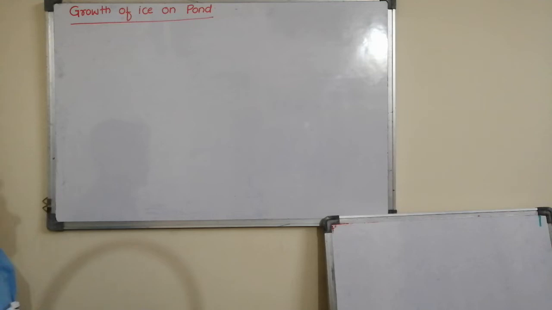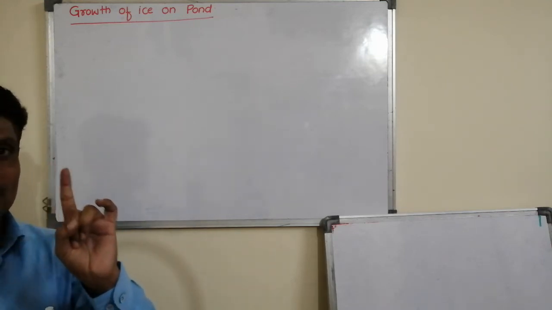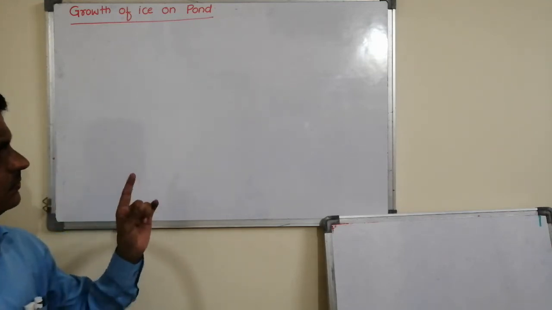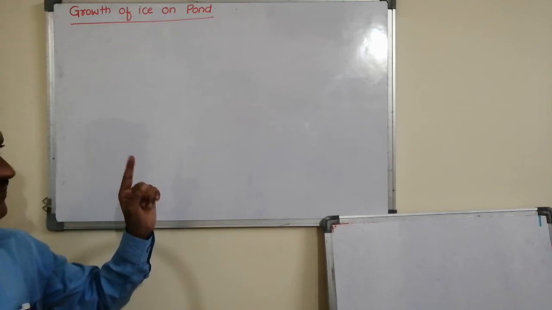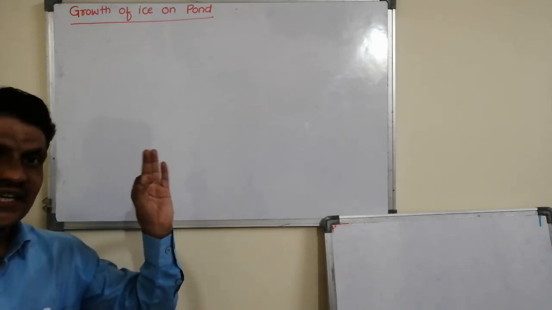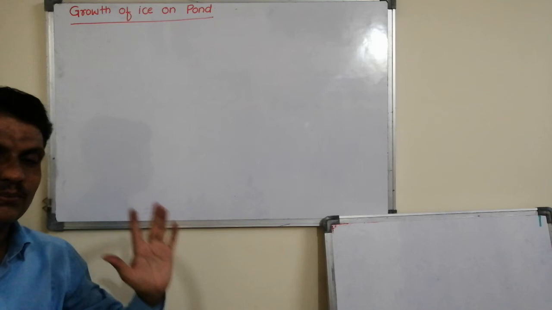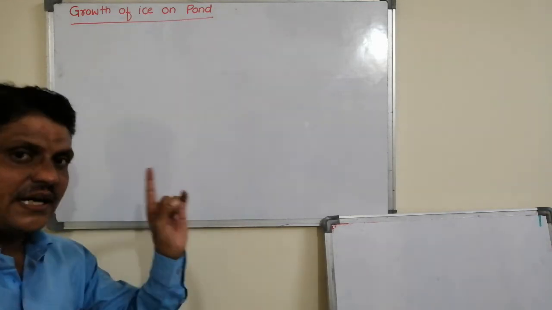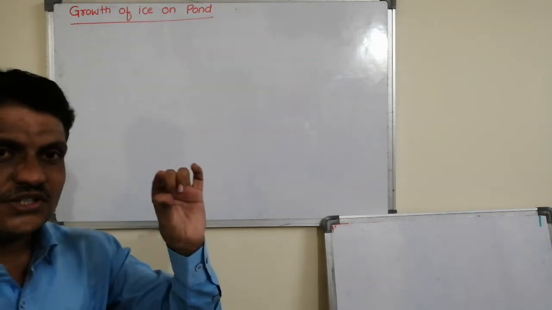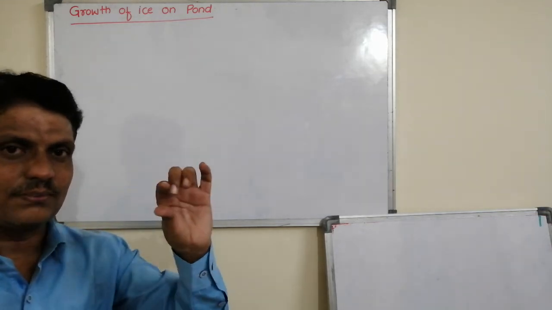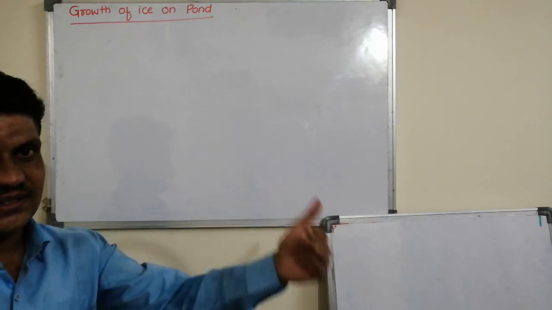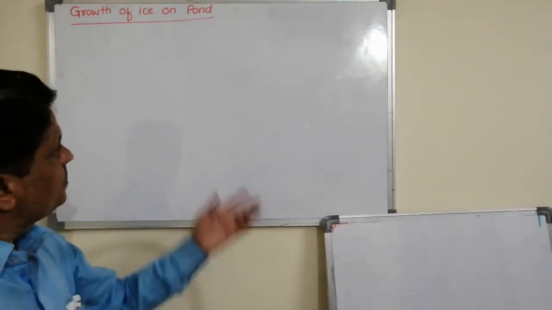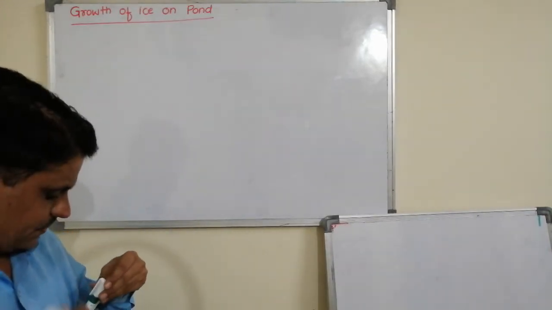I think you might remember when I was talking about liquid expansions. There I mentioned one point: formation of ice takes place from surface to bottom. And I even told how much time it takes to form a certain amount of ice. I'll discuss that in the next heading. So today we'll discuss it here.